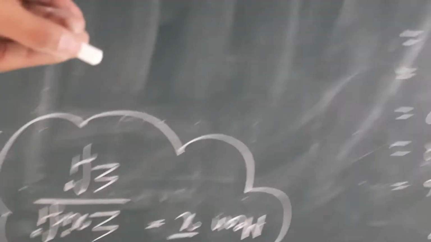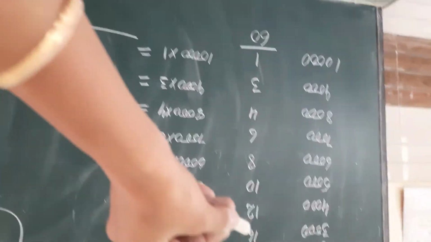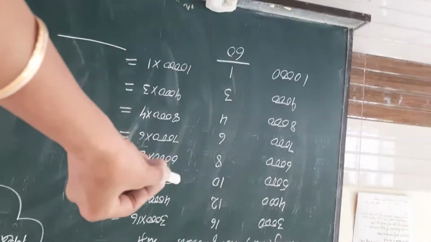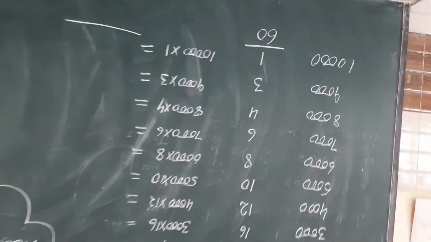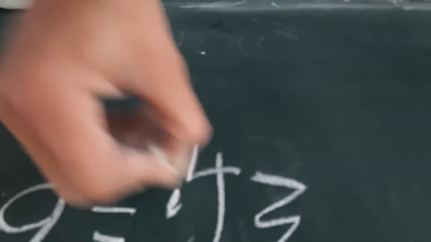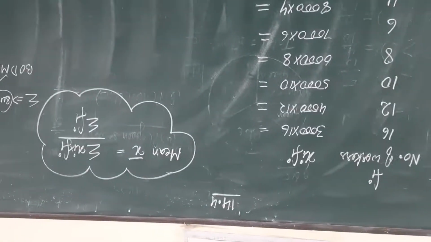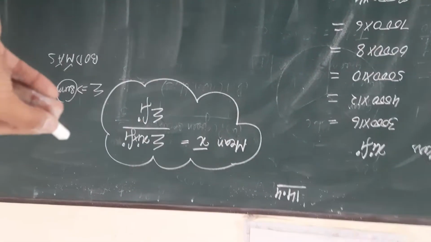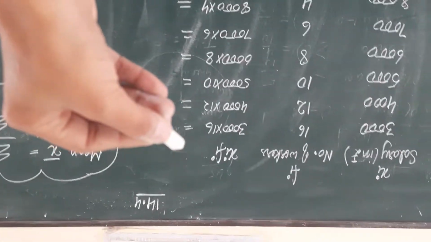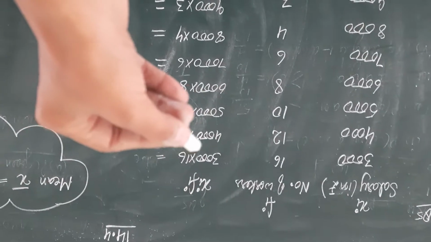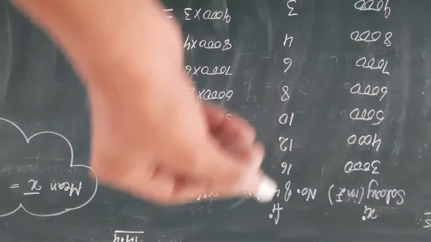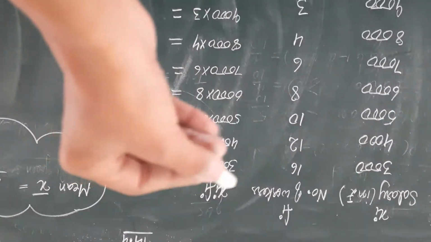And summation of fi means total number of workers, that is already given to you in the question, that is 60 workers. So this is the summation of fi. So now as the formula suggests, we have to make a column for xi into fi. So here is the column xi into fi. Xi means class marks, fi is frequency. We have to multiply them.